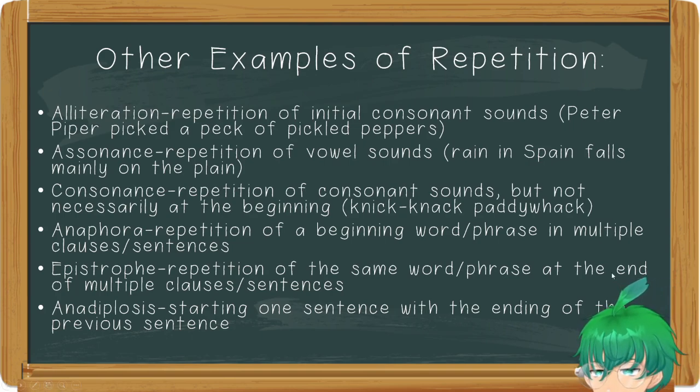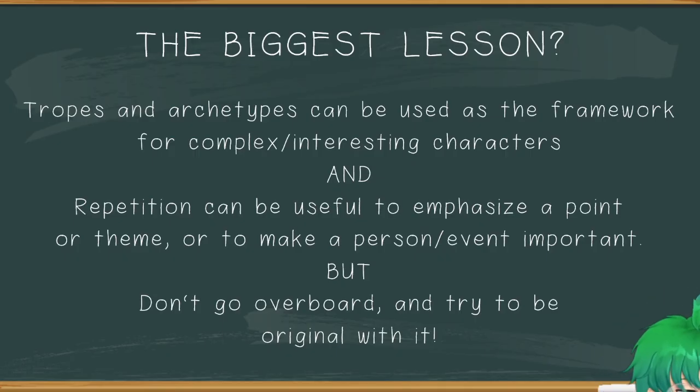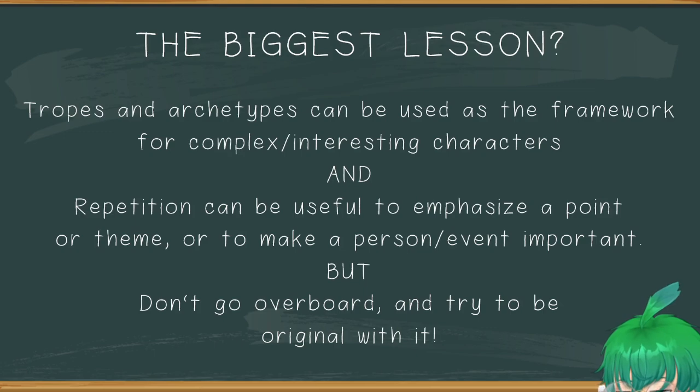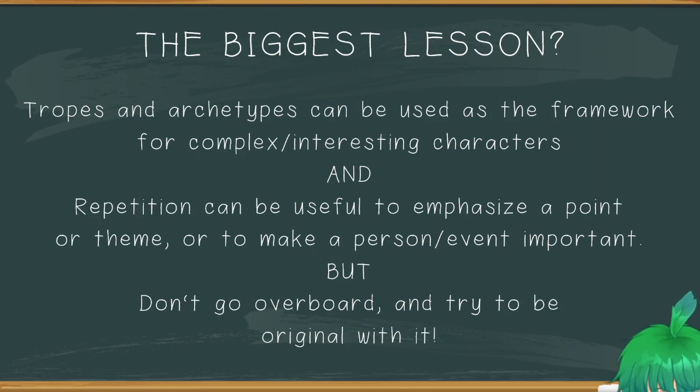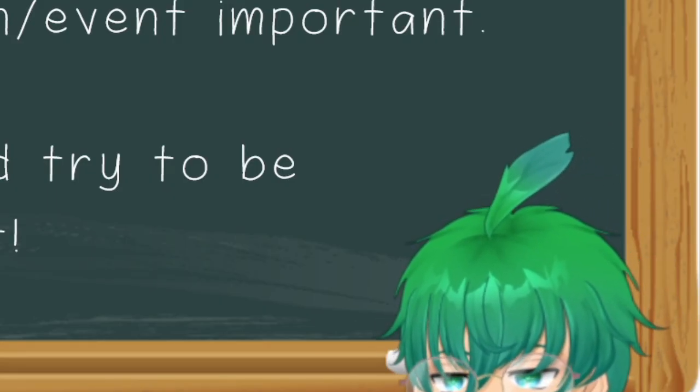But yeah, I think that is it. So, what is the biggest lesson here? Tropes and archetypes can be used as a framework for complex and interesting characters, and repetition can be useful to emphasize a point or theme or to make a person or event important, but don't go overboard and try to be original with it. That's basically all it boils down to.